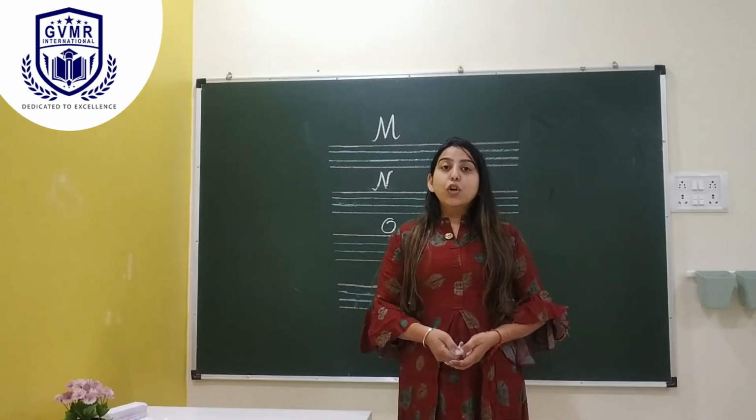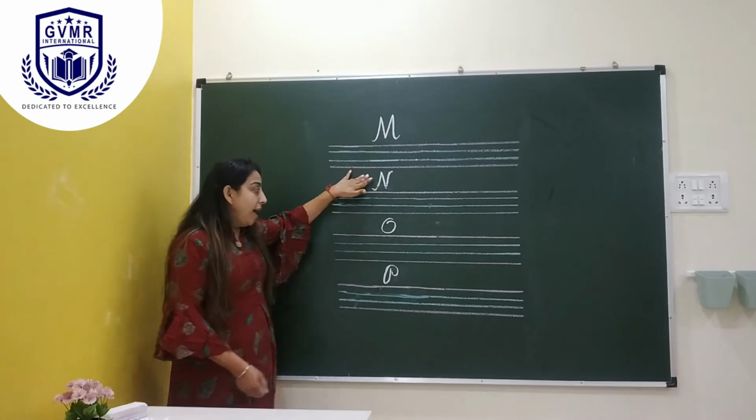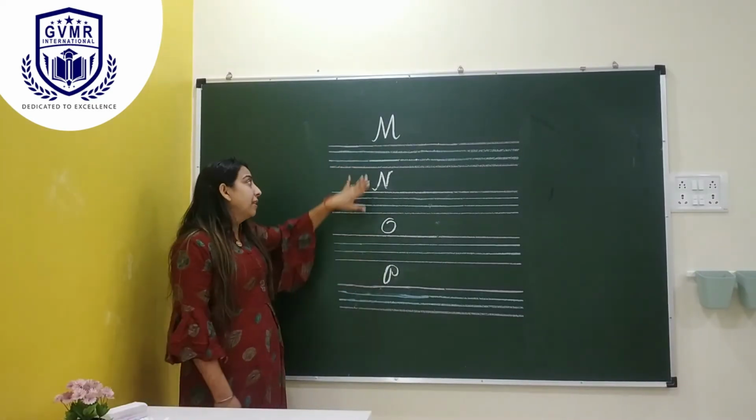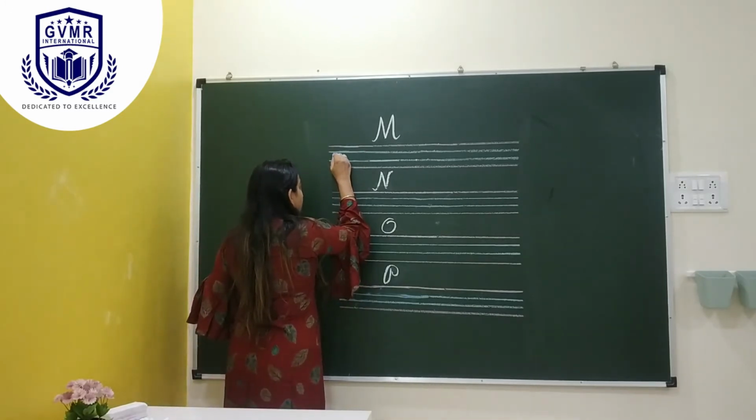Good morning children. Today we are going to write cursive letter M, N, O and P. So let's start writing with the first letter M. Start below the first blue line.